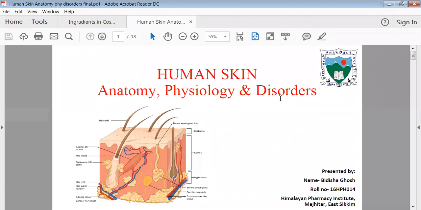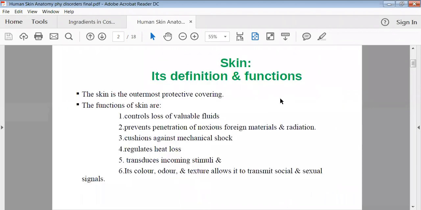Now it is very well known to all of you, the anatomy and physiology of the skin. So here, very shortly, we will see about the human skin and its function. Generally, it is the outermost, largest organ of the human body, that is called the skin.